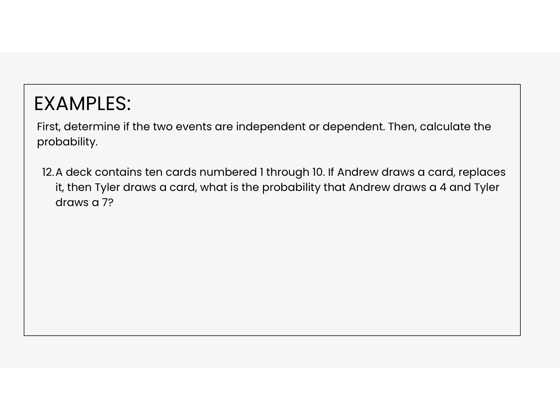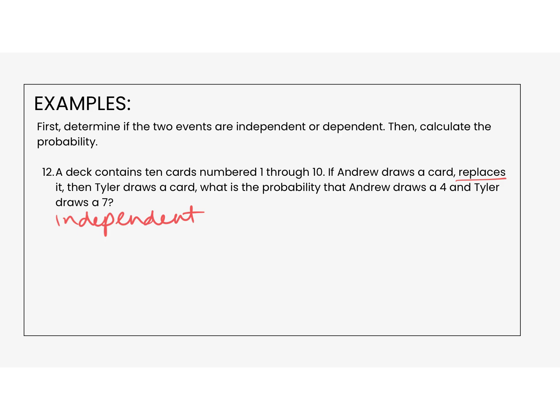Jumping ahead, let's look at finding the probability of these. So first we're going to determine if they're independent or dependent, then calculate the probability. A deck contains 10 cards numbered 1 through 10. If Andrew draws a card, replaces it, then Tyler draws a card, what is the probability that Andrew draws a 4 and Tyler draws a 7? So first thing, independent or dependent, the key word here is that they replace it. So the outcomes are not affected at all by the first event. So these are independent events. What would make it dependent is if they didn't replace the card after the first time.